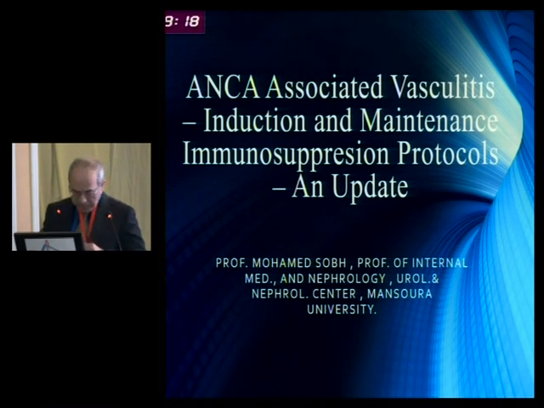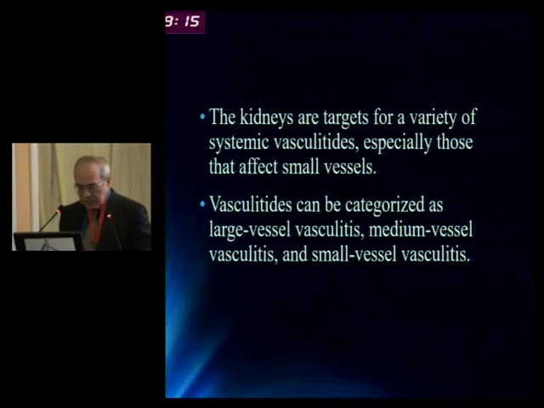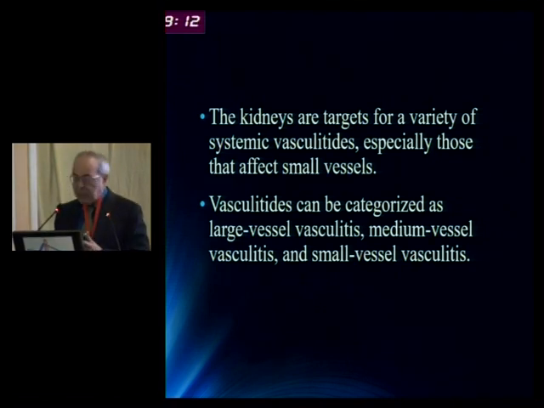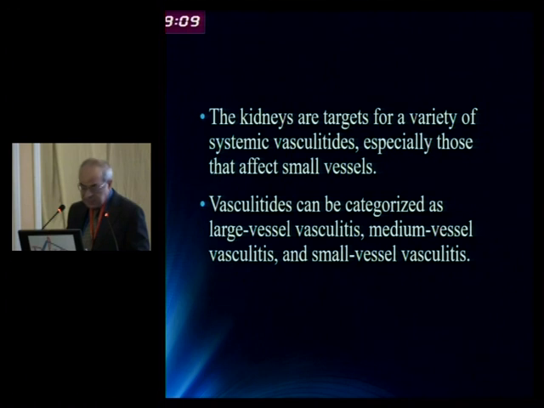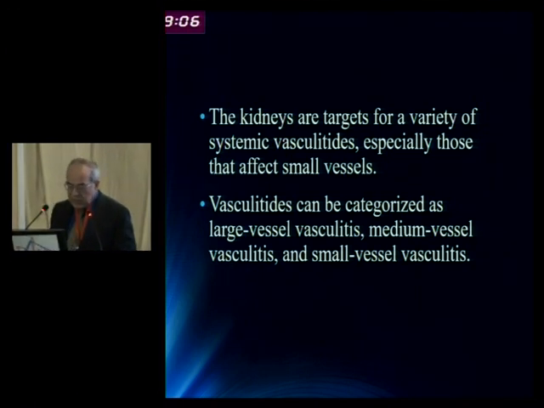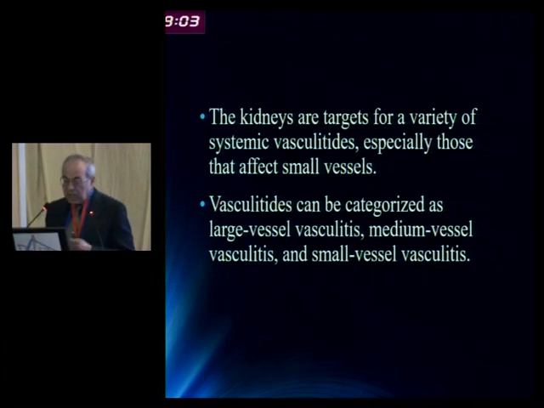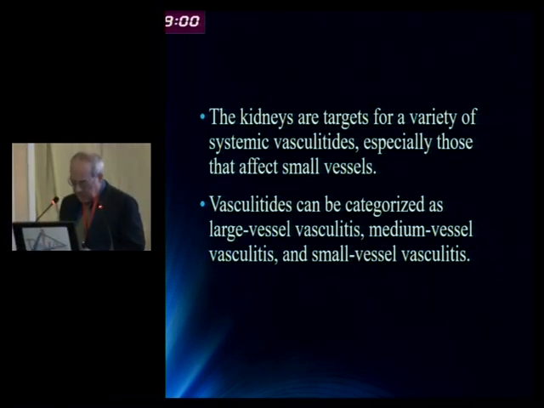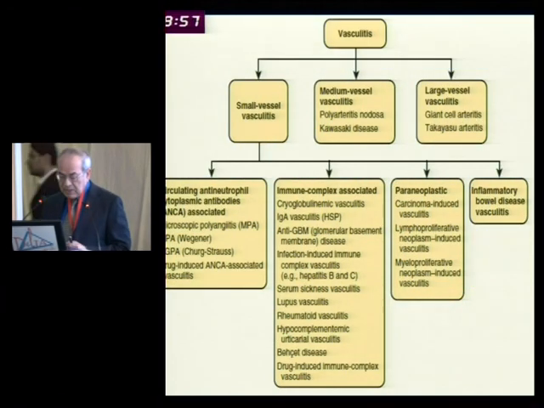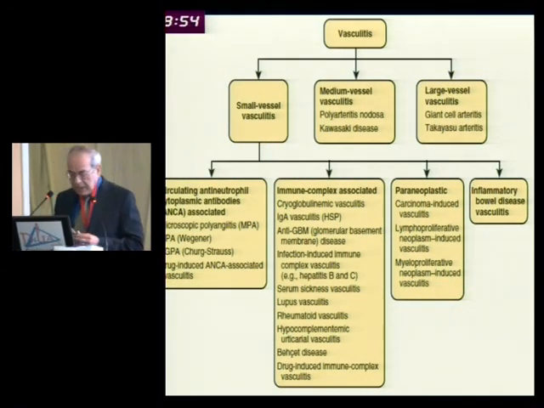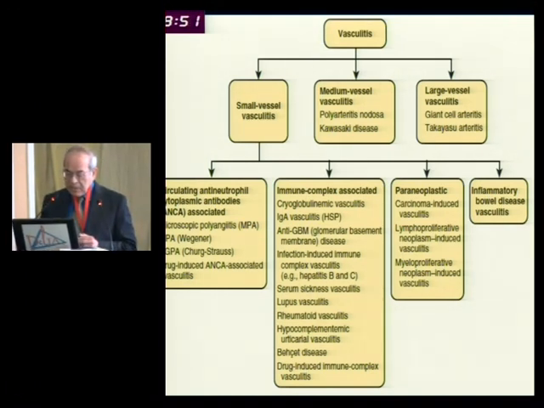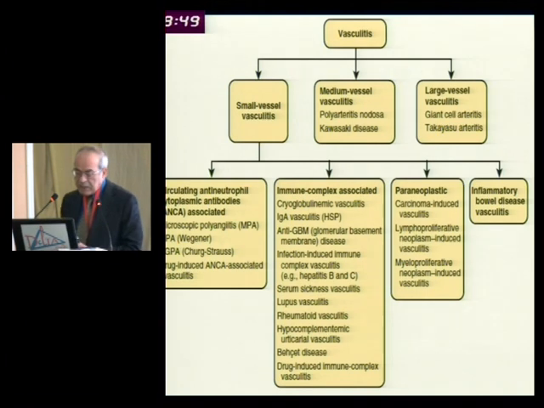It is a very important topic. First, we know that the kidney is a major target for different types of vasculitis. And we know that vasculitis could be classified into large vessel vasculitis, medium vessel vasculitis, and small vessel vasculitis. This figure shows clearly the large vessel vasculitis, such as giant cell arteritis and Takayasu arteritis, and medium vessel vasculitis, such as polyarteritis nodosa and Kawasaki. And from these two groups, it is polyarteritis nodosa which can involve the kidney.